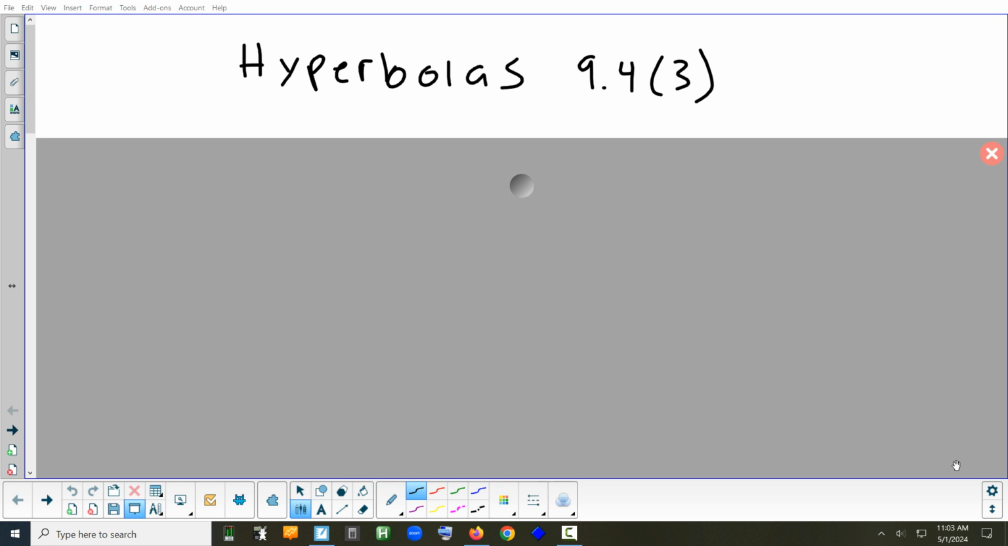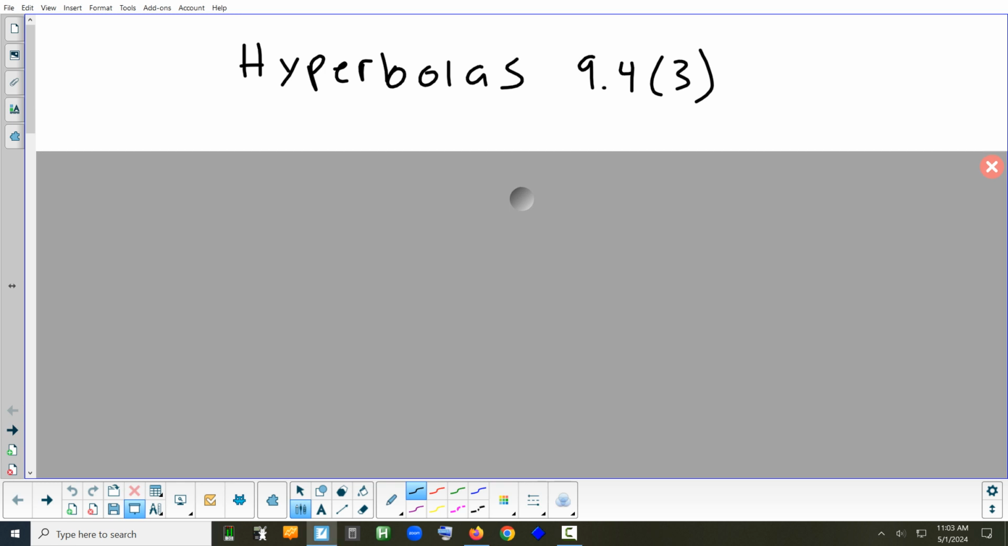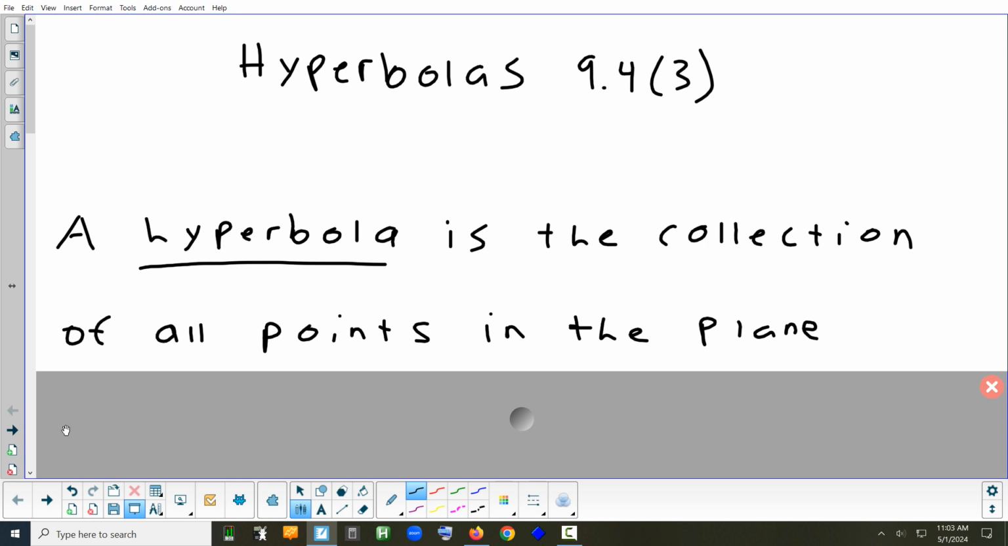So last conic section we're going to look at is a hyperbola. And just like all the other ones, I'm going to start out with the definition. So first of all, a hyperbola is a two-dimensional shape. That's why we say it's a collection of points in the flat plane.